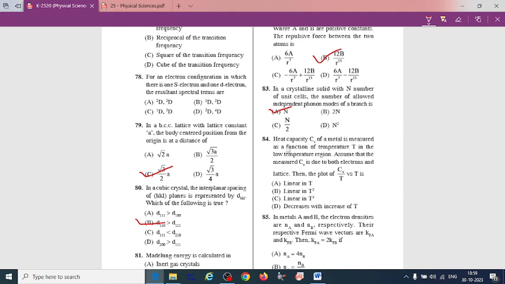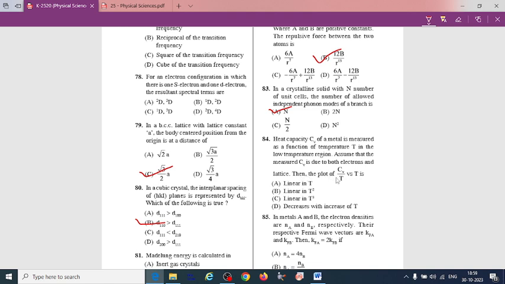Next question: the heat capacity of a metal is measured as a function of temperature T in the low temperature region. Assume that the measured specific heat is due to both electrons and lattice.